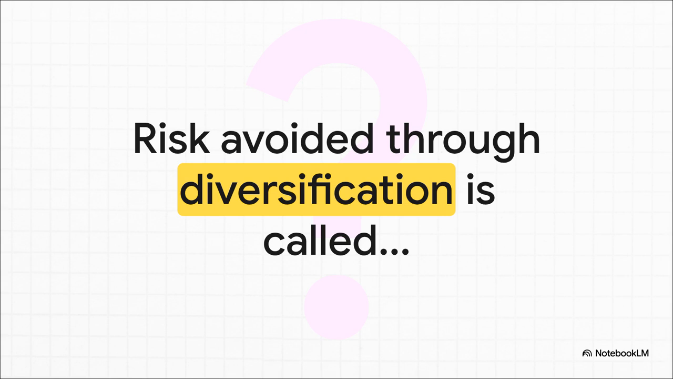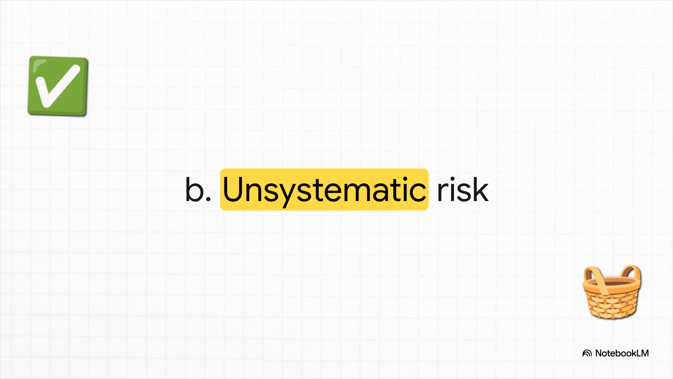Next one, think about it. When you diversify, don't put all your eggs in one basket, which type of risk are you actually getting rid of? Correct. Unsystematic or company-specific risk. That's the stuff you can diversify away. It's the systematic or market risk that we can't escape and that we have to adjust for.